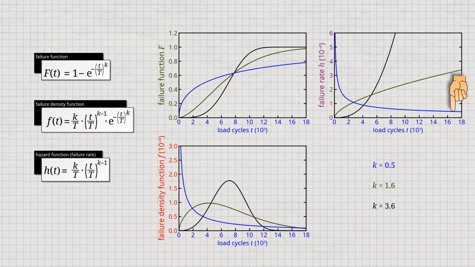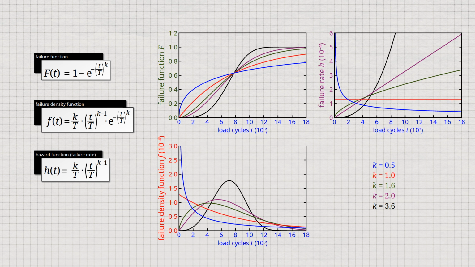A special case arises for a shape parameter of k equals 2. In this case, the failure rate increases linearly with time. Another special case results for a Weibull modulus of k equals 1. In this case, we get a constant failure rate.